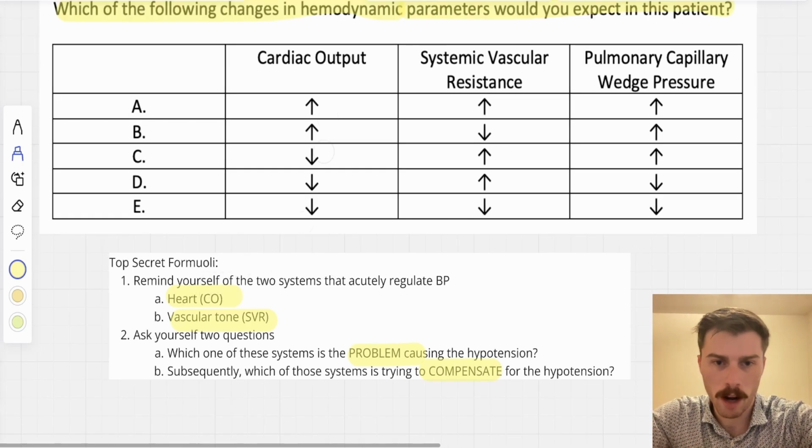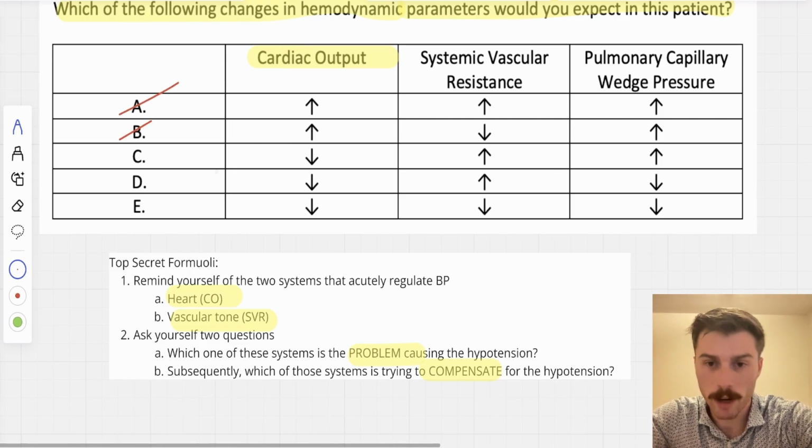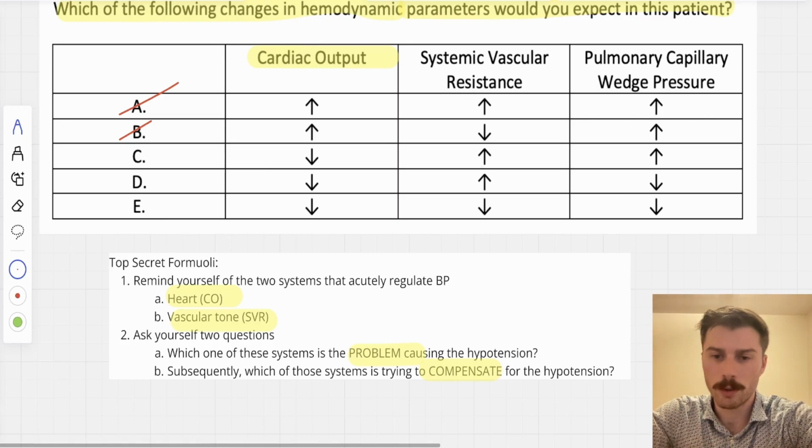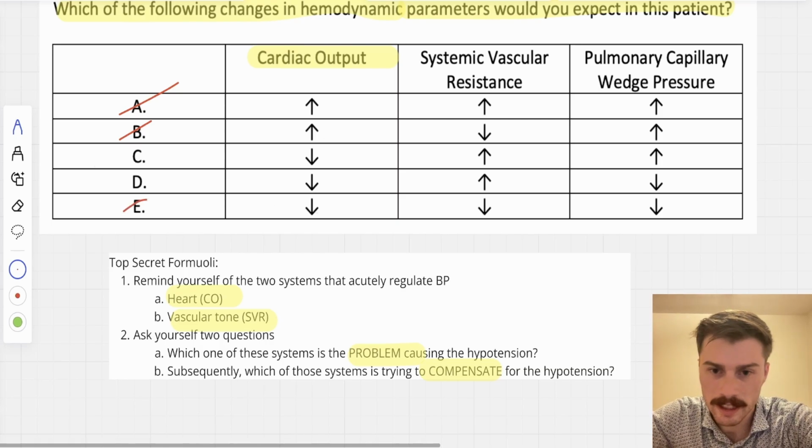So heart is the problem. This is our heart, our cardiac output. So we need to find one with a down arrow. That means right away we can cross off A. It looks like I underlined it. Way to go, me. Cross off A, and we can cross off B. So we're down to 3. Next up, SVR needs to be compensating, which means SVR has to increase because we are vasoconstricting. So it can't be E. We're down to C and D now.